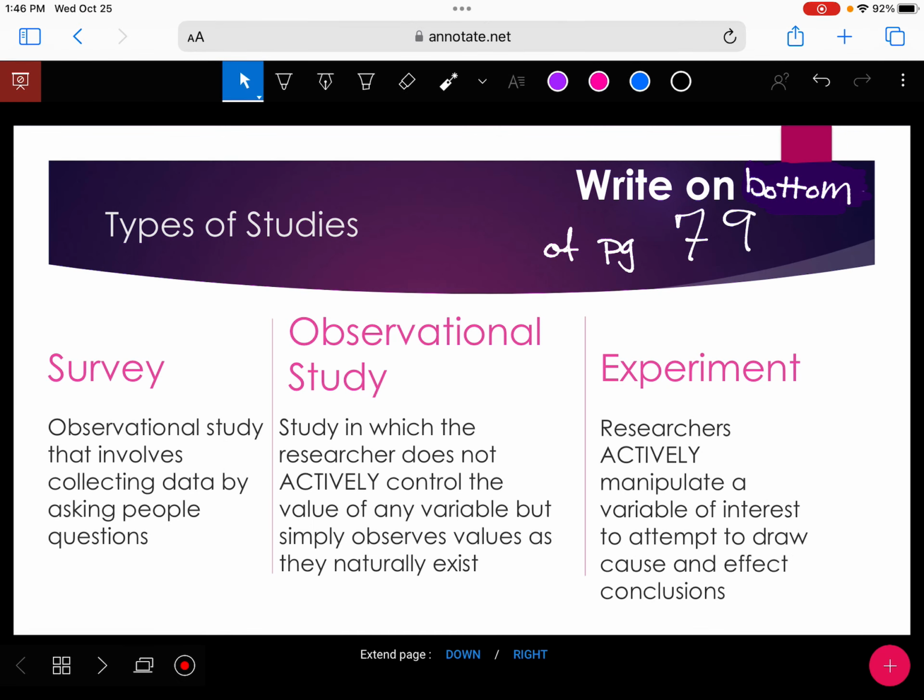All right, so let's talk through this a little bit. Our 3 different types of studies that we have: we've got a survey, and we actually have participated in a survey recently. When we did our around the room measurement thing, that was a survey. We asked you questions that we are trusting you to be honest on.